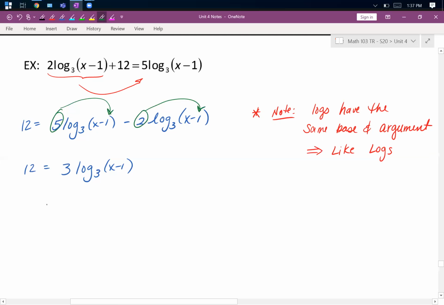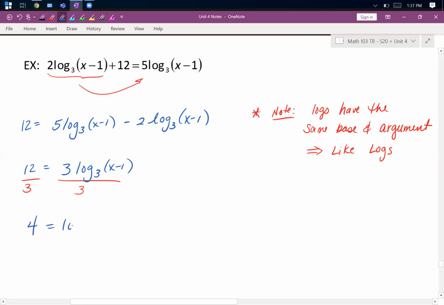Same thing, even at this point where we are now, we need to get the log all by itself. So we have to deal with this 3. We do have the option of making that 3 an exponent, but then once we get it out of logarithmic form, we're going to end up with a cubic, and cubics are a lot harder to work with. So what could we do to get rid of that 3 instead of making it an exponent? Divide both sides by 3. That's going to make our life a whole lot easier than having some kind of cubic equation to deal with.